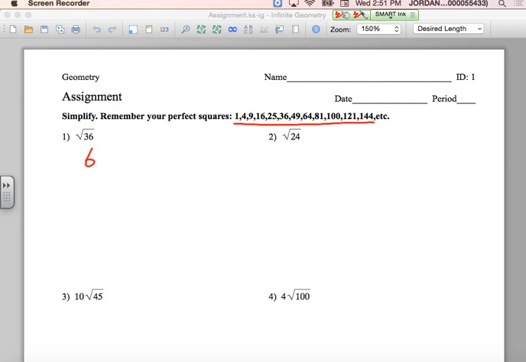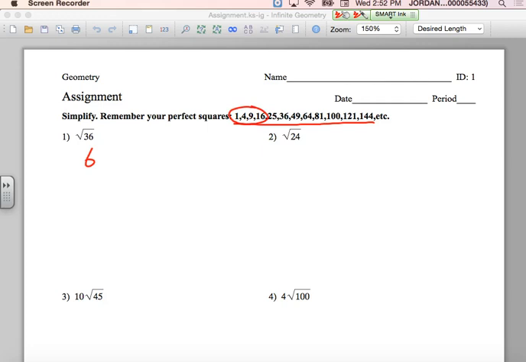So those are pretty simple, but whenever you've got one like number 2, where it's not a perfect square, okay, notice up in our list up here, 24 is not one of those numbers, it's a little bit tougher. So what you want to think is which one of these perfect square numbers that I have listed up here is the biggest one that will divide evenly into 24? And a good place to start is a number that's about half of 24.